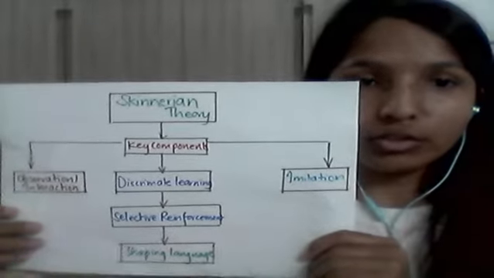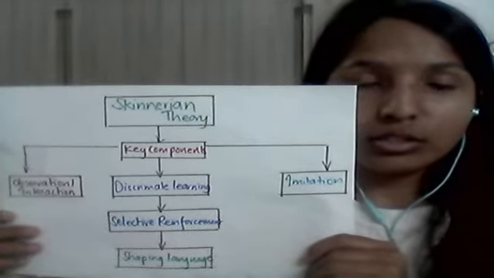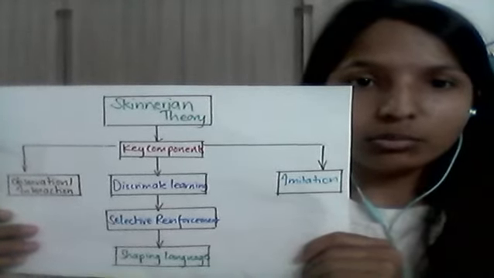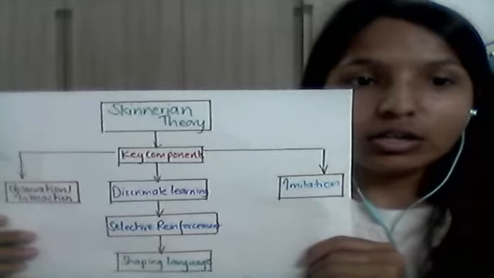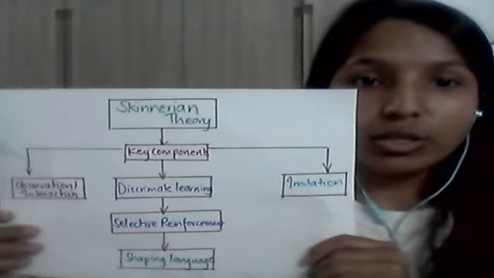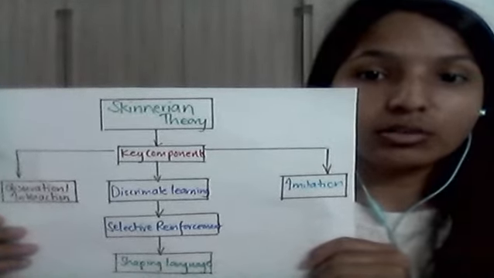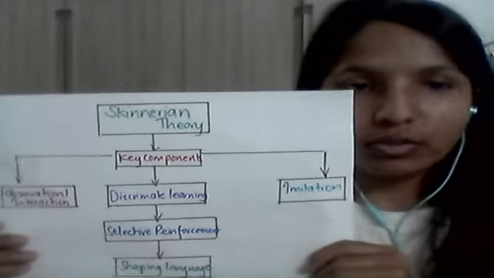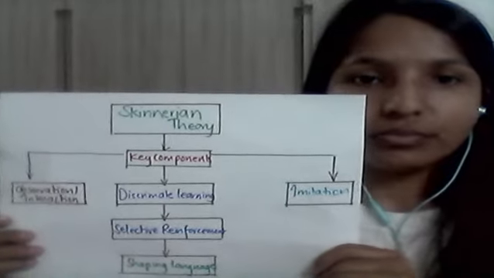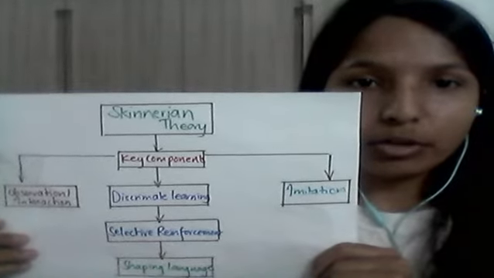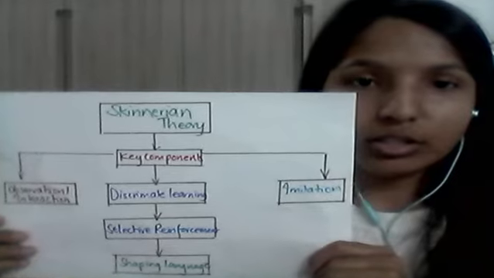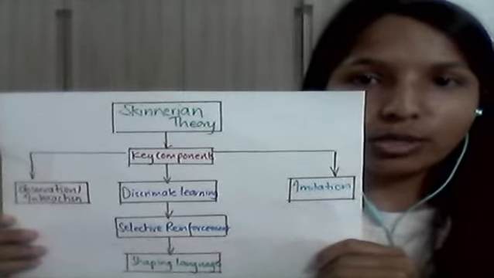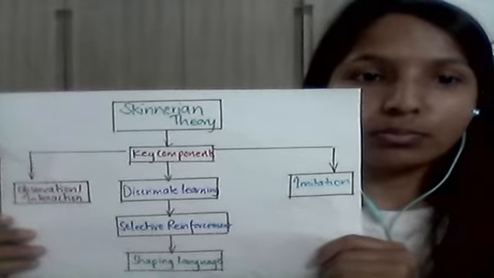They also have discriminate learning skills, which means they can name objects in different ways, with selective reinforcement that helps to shape their language, meaning how they control their speech. And finally, they learn to imitate their parents and mothers. That's how their language is developed, and the Skinnerian theory believes that this process helps to develop language.